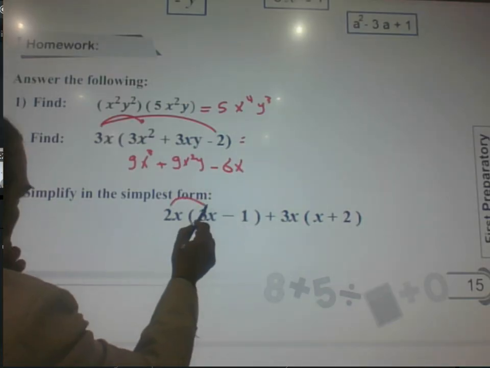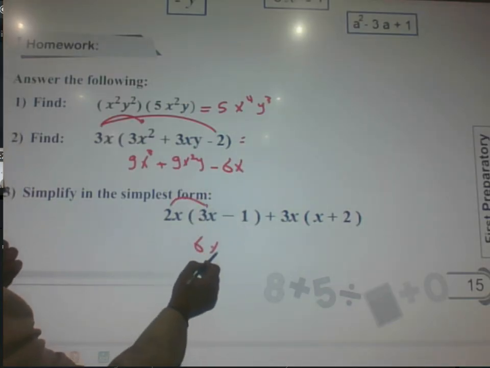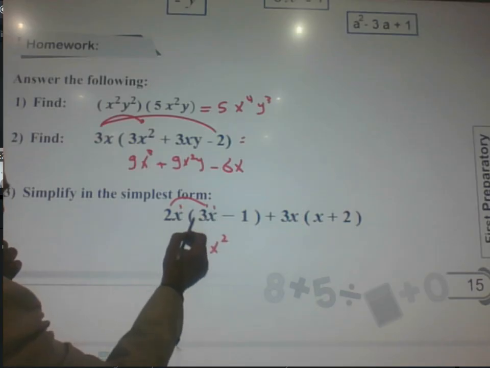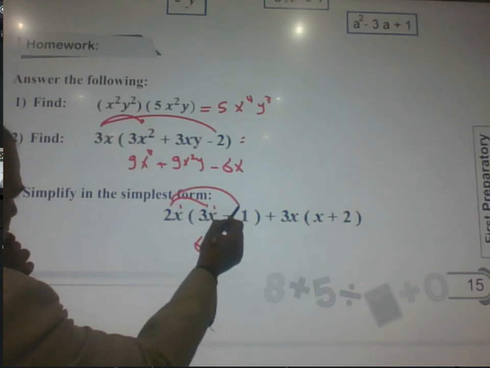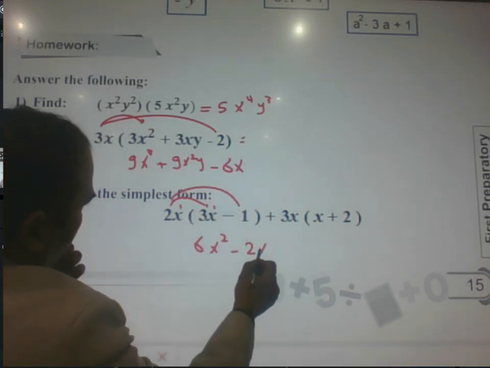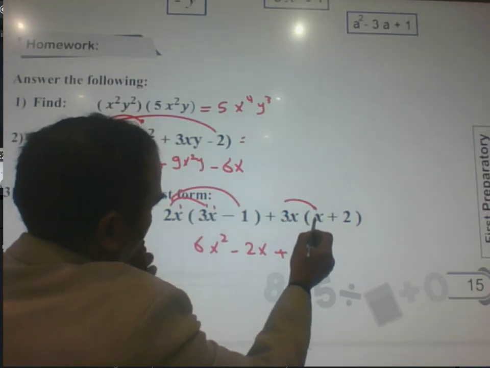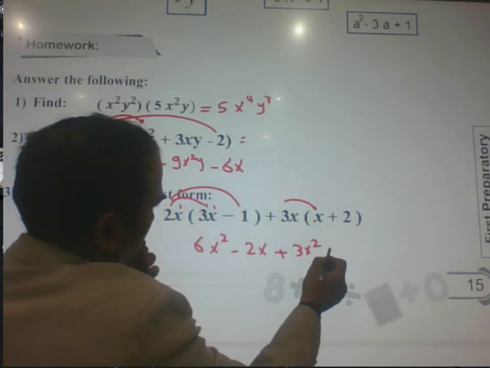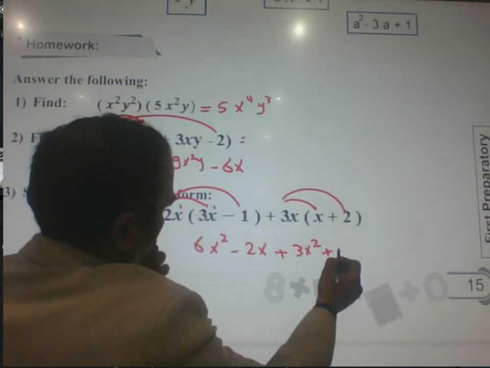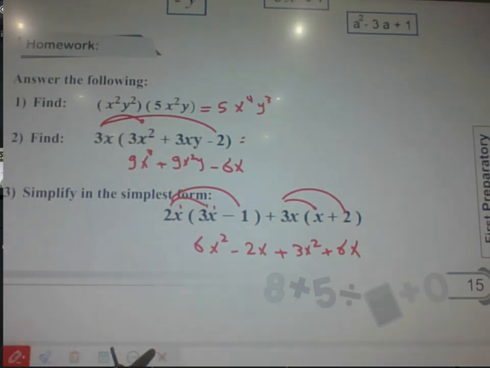We can simplify this also. 2 times 3 equals 6 and x times x power 2. We can add the two powers here, okay? And then 2x times 1 will be 2x. And then 3x times x will be 3x power 2, plus 3 times 2 equals 6, 6x, the simplest example.